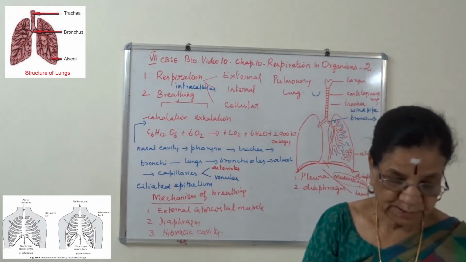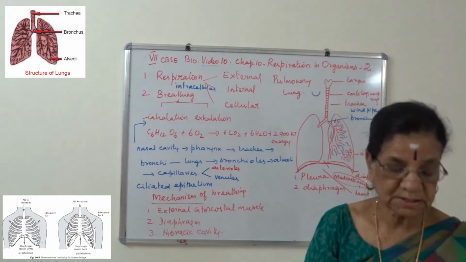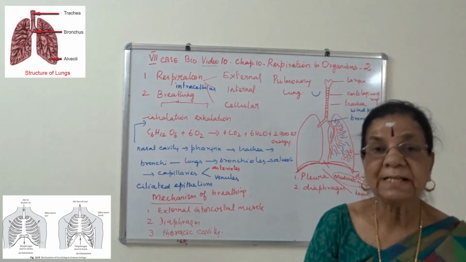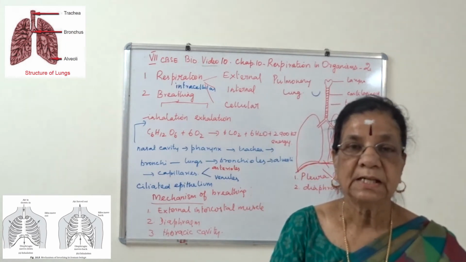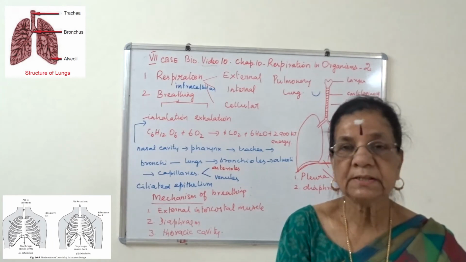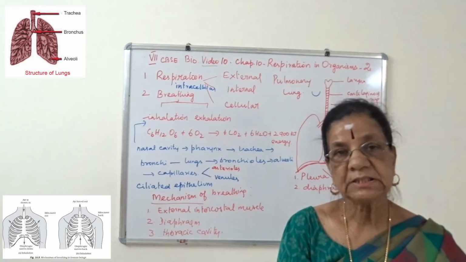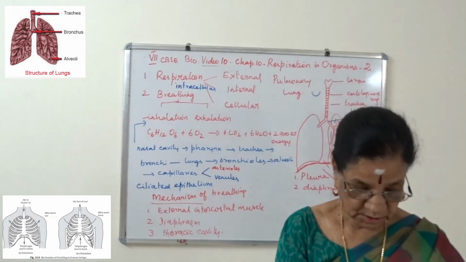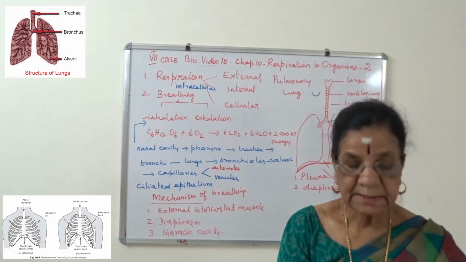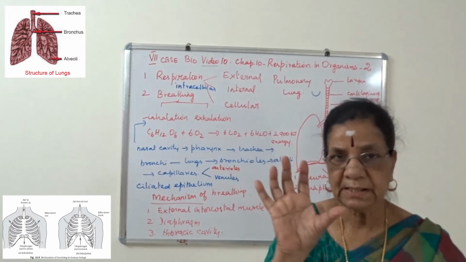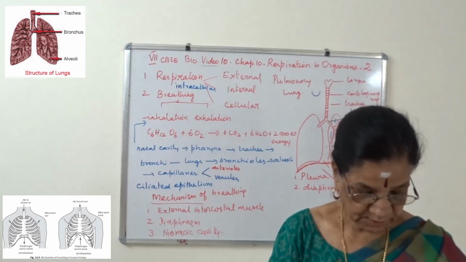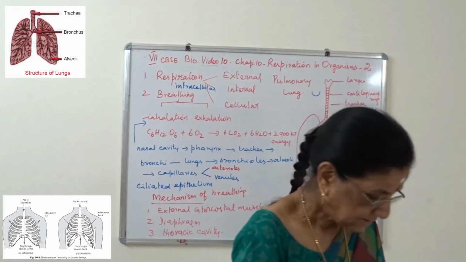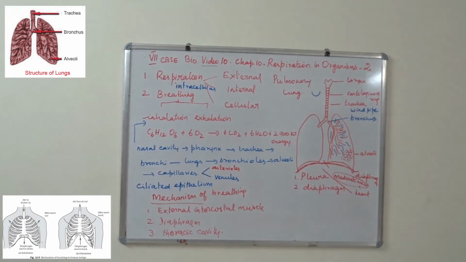Participating in the inspiration process are the external intercostal muscles present in between the ribs, and the diaphragm. Sure? Then during quiet respiration, normal respiration, contraction of the external intercostal muscles causes the ribs to move anteriorly and outwardly, up and outside. Right? This movement enlarges the thoracic cavity by increasing it side to side. I hope you follow this.